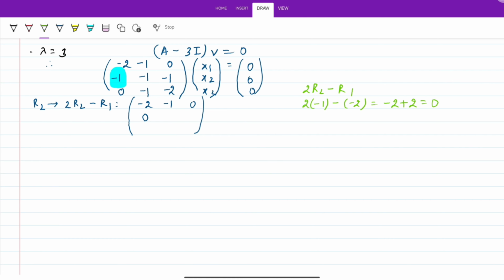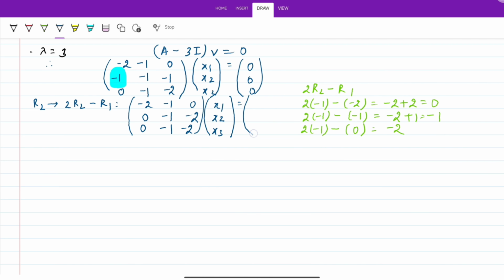The next entry is going to be 2 times negative 1 minus of minus 1, which is negative 2 plus 1, which is equal to negative 1. The second entry being negative 1, and the third entry is going to be 2 times negative 1 minus of 0. So this is going to be negative 2. The third row as it is times x1, x2, x3 is equal to 0, 0, 0.